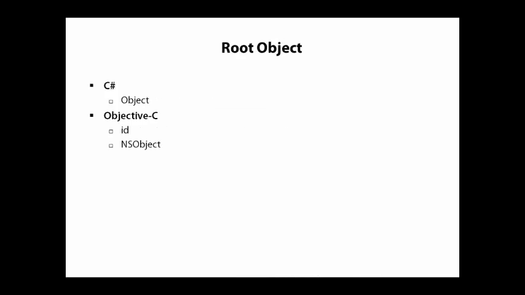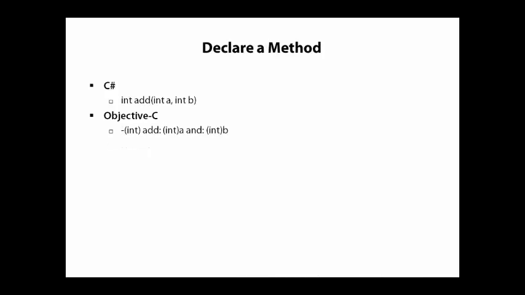Root object. In C Sharp, the root of all objects is object. Everything is of type object. And in Objective-C, truly it's id. All types basically are of type id, but for all the classes that we're going to be creating and using that are Objective-C classes, we're always going to inherit from NSObject, and everything that you use in the frameworks is going to be inheriting from NSObject. So NSObject will be the root in that case.